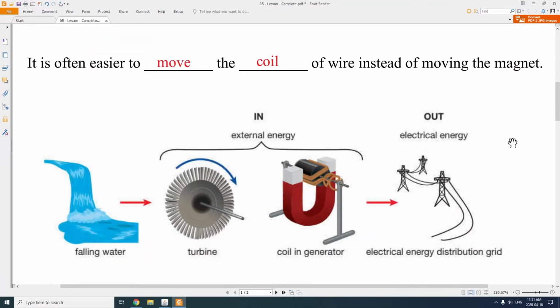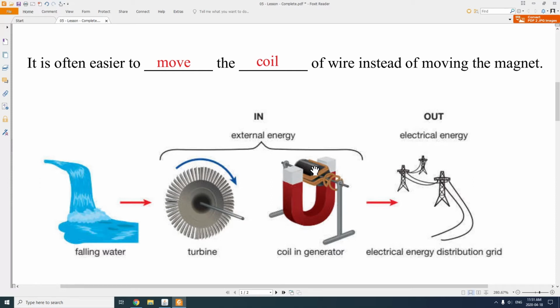So that's what power stations do. Right? There's a bunch of different types of power stations. There's coal power plants, natural gas power plants, hydroelectric dams where you use running water, wind generators. All of these things, they all use the exact same type of generator. They use a magnet and a coil of wire. And they just move those things back and forth past each other.